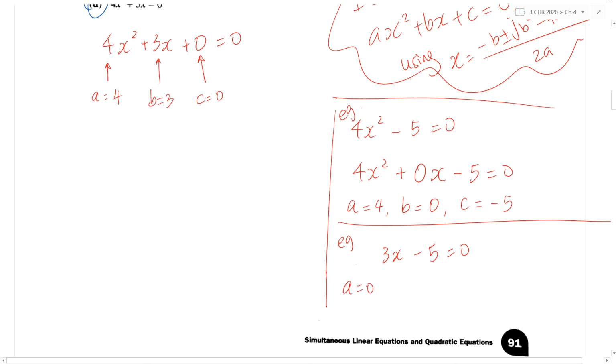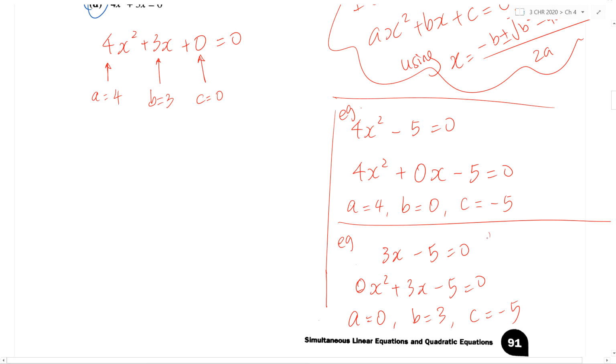Would you say that, oh, a equals to 0, because I want to rewrite this to become 0x squared plus 3x minus 5 equals to 0? So a equals to 0, b equals to 3, c equals to negative 5. Would you want to do this? So you're a bit suspicious. I don't know whether I give you a trick question or not. You can do this. You can. But seriously, there's no need.